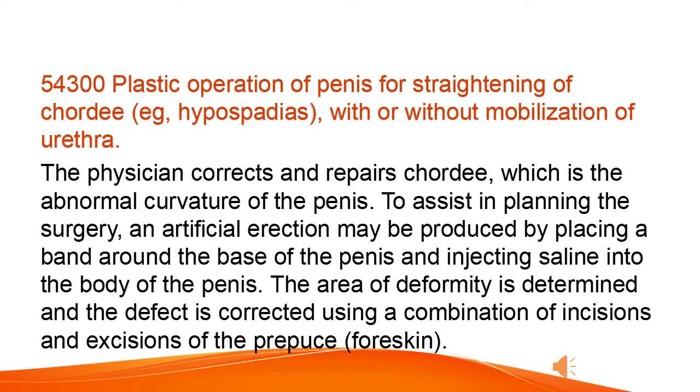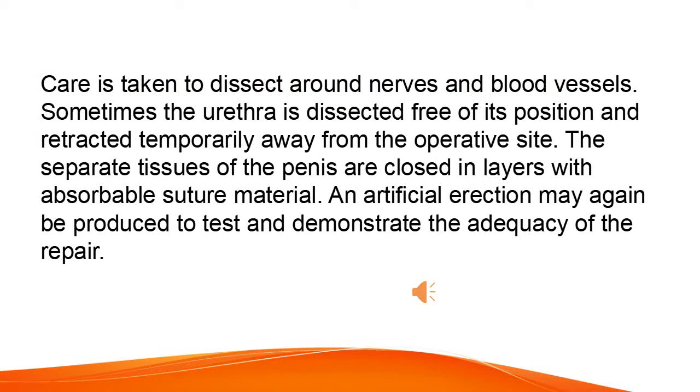The area of deformity is determined and the defect is corrected using a combination of incisions and excisions of the prepuce, foreskin. Care is taken to dissect around nerves and blood vessels. Sometimes the urethra is dissected free of its position and retracted temporarily away from the operative site. The separate tissues of the penis are closed in layers with absorbable suture material. An artificial erection may again be produced to test and demonstrate the adequacy of the repair.